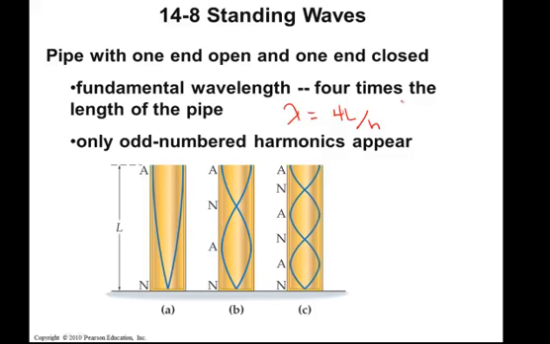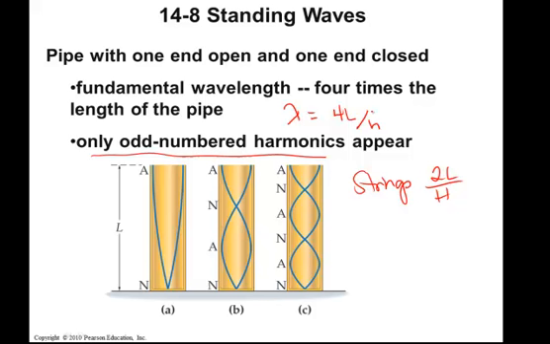4L divided by whatever your harmonic is. So for strings, it was 2L divided by the harmonic. But if it has one end open and one end closed, then it's going to be 4L divided by the harmonic, and you only have odd numbered harmonics. In a string, you can have all the harmonics: the fundamental, the second, the third, the fourth, the fifth, the sixth, seventh, and so forth. If you have one end open and one end closed, then you can only have odd numbered harmonics, meaning you are not going to have a second harmonic or a fourth or a sixth. And it's 4L divided by the harmonic instead of 2L divided by the harmonic.